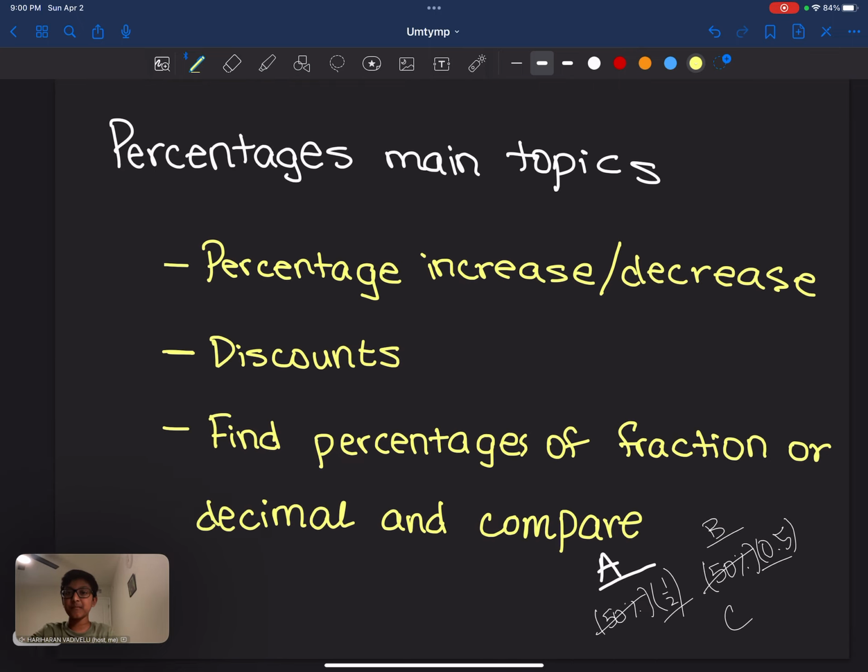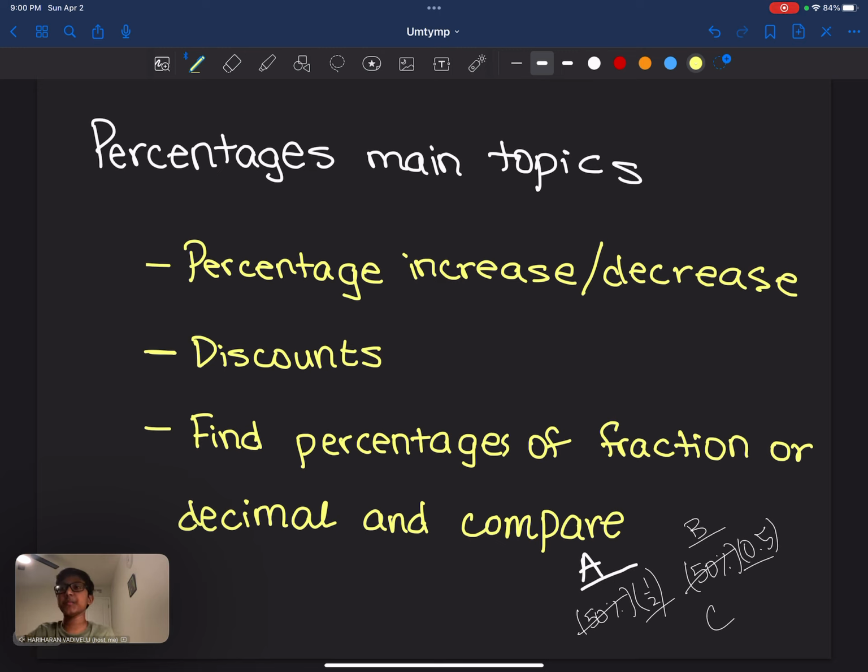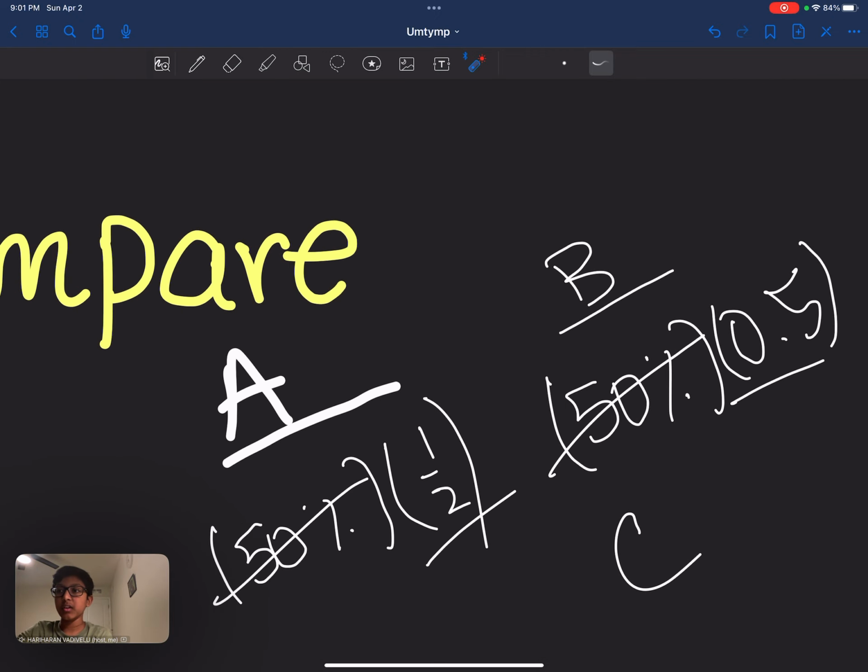Let's get started. So here's some main topics in percentages. Ignore this little side note over here. I'll talk about it later. So you want to know about percentage increase and decrease, and that includes talking about discounts. You also want to find percentages of fractions and decimals and compare the two. That's what this is about actually.